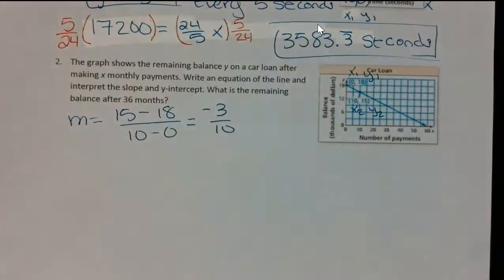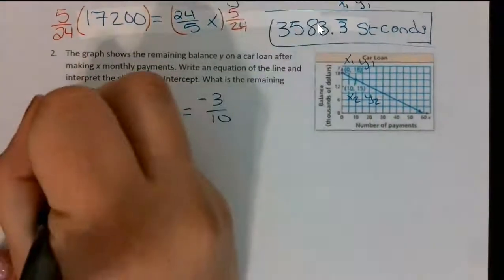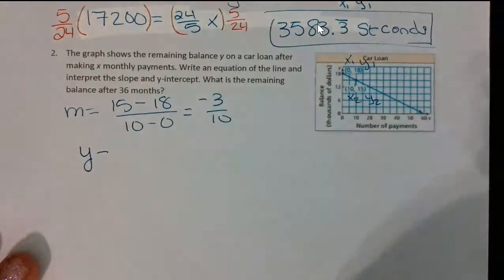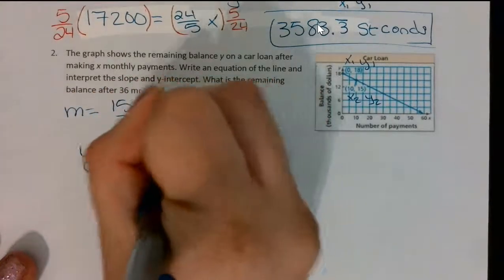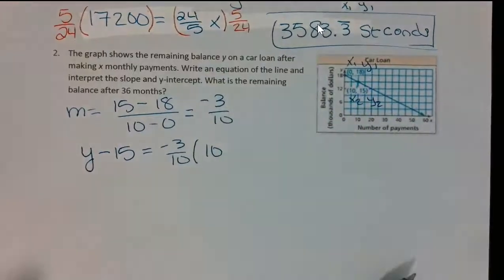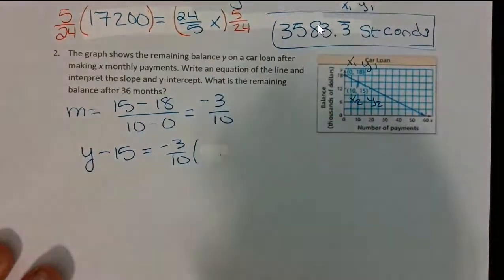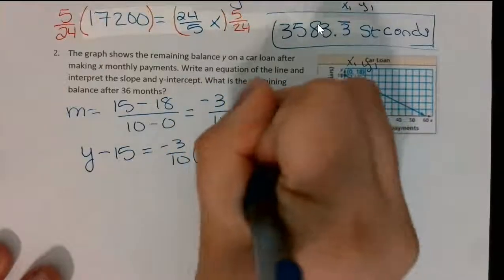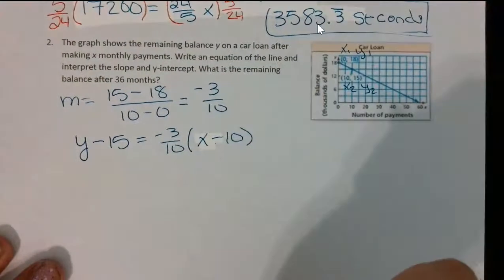My equation on this one, just to show you how it works when I plug in the point slope formula, I'm going to do that with the point 10, 15. So I would have y minus, my y1 is 15, equals my slope, negative 3/10, times x minus 10. Okay. Then what I want to do is distribute the negative 3/10.